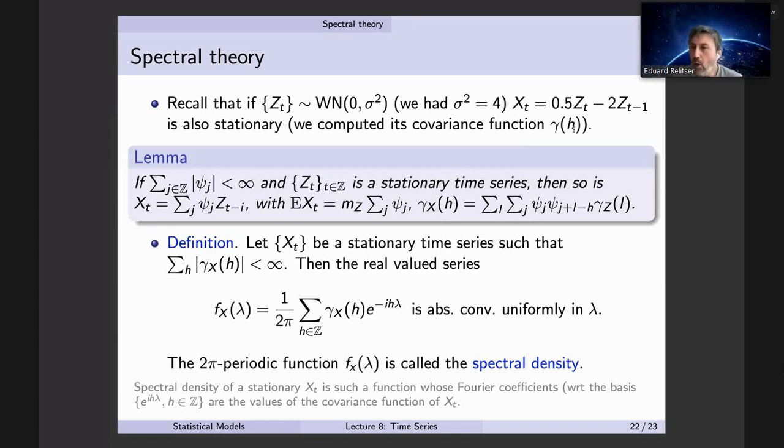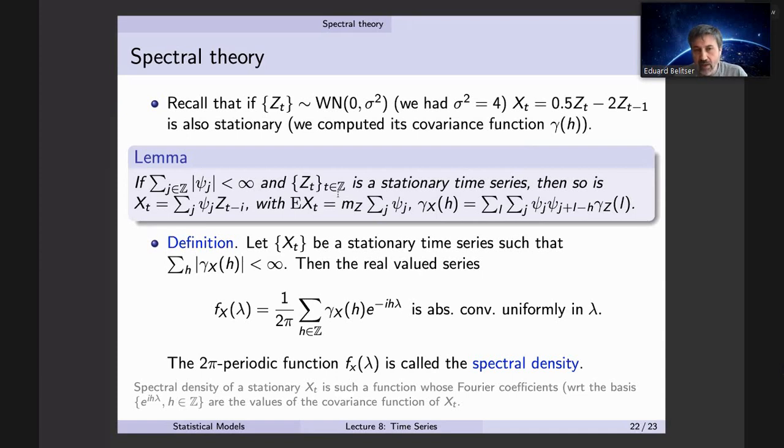Okay, is it always like that? The question is, if we take something stationary, so this Zt was stationary, and we transform that in this way, will the result always be stationary or not? The answer is yes, under conditions. That's exactly what this lemma does.